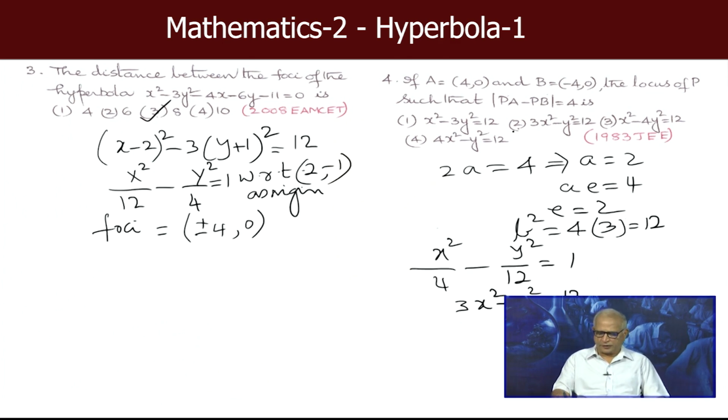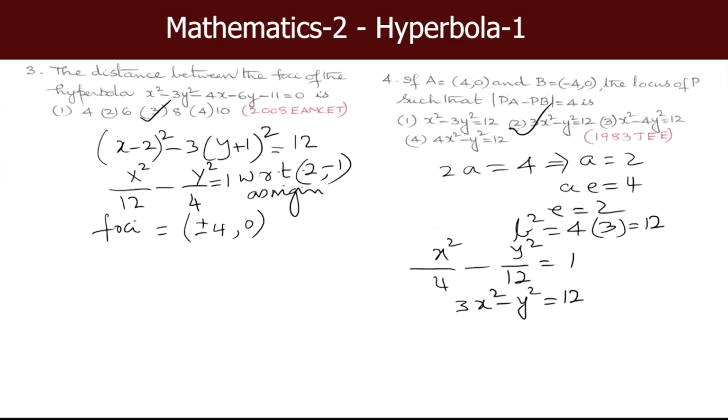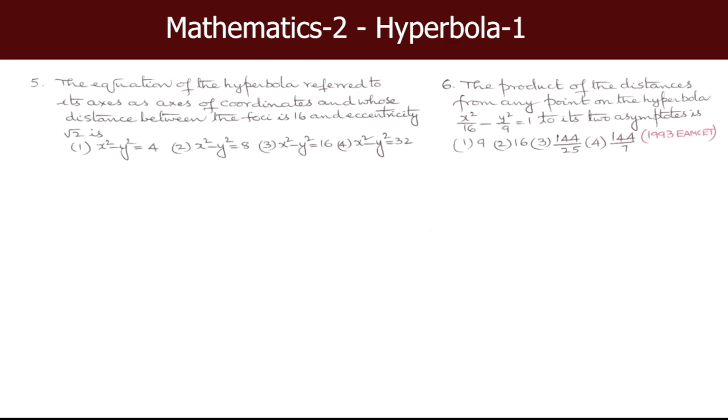Well, this is the second option. The equation of the hyperbola referred to its axis as the axis of coordinates. Axis means the transverse axis as x-axis and conjugate axis along the y-axis, as is the usual tradition. And the distance between the foci is 16, that means twice AE is 16, so AE is 8. And E is root 2, that means a rectangular hyperbola.